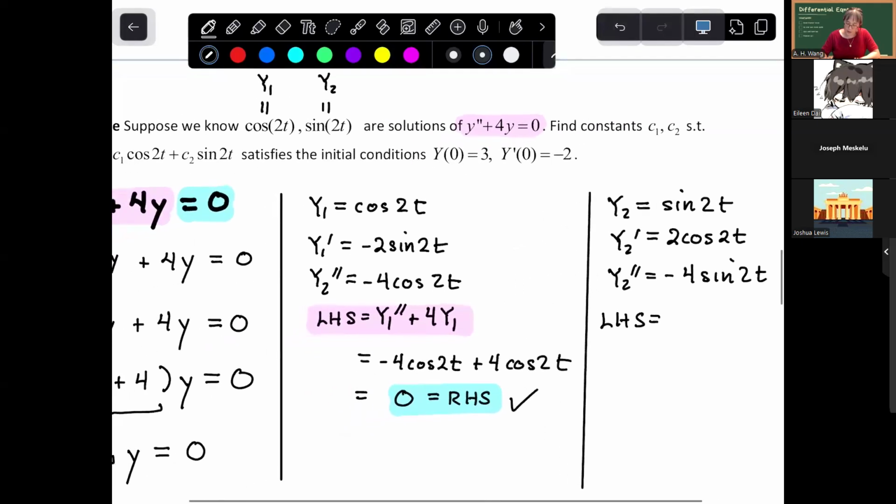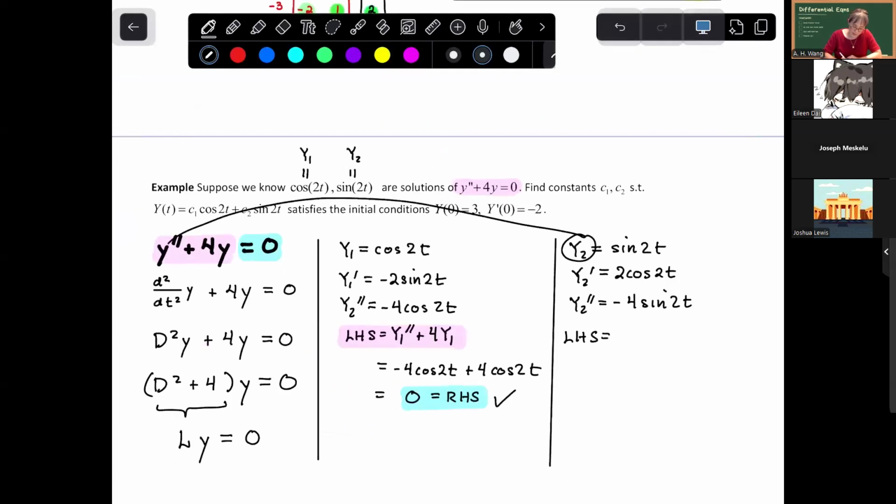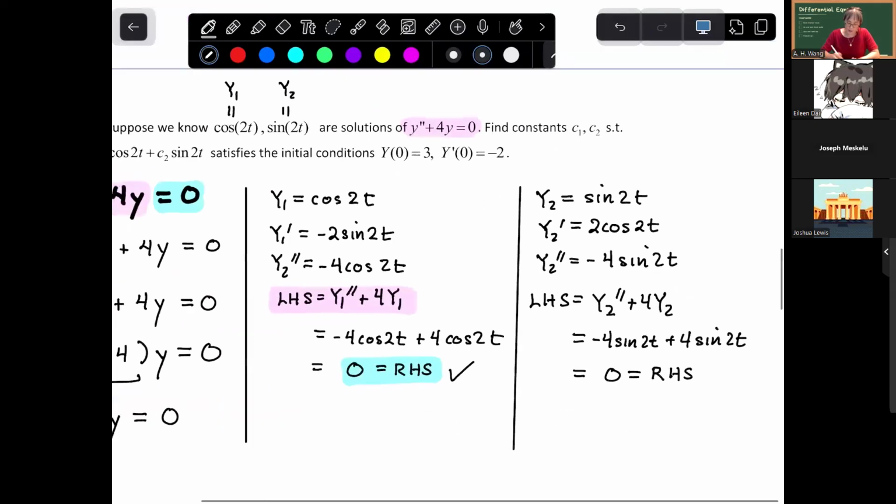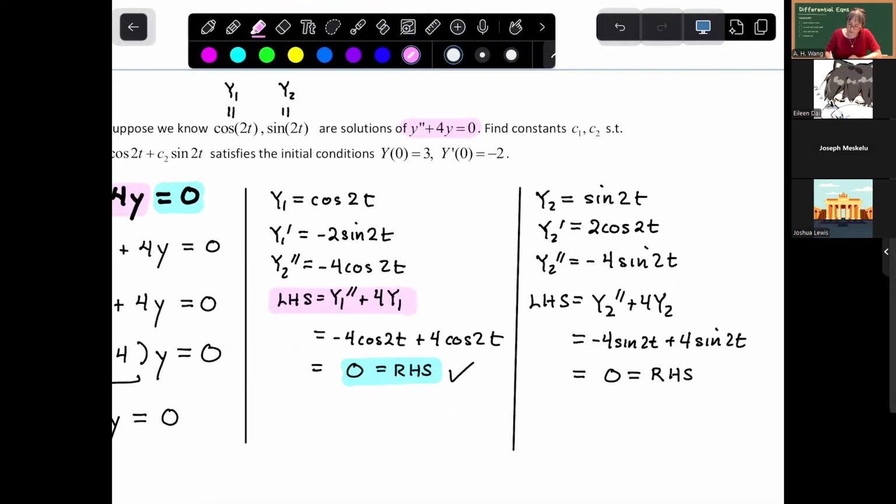And now you're going to go left-hand side. Remember, you're going to take this y2 and stick it in here and here. So you go y2 double prime plus 4y2. Then you do -4 sine 2t plus 4, and then you copy, just so you're plugging in everything that you did above. You can see this is going to be like this. And you can see, oh look, the pink side is the left-hand side, and that's going to be equal to the right-hand side. And when left-hand side equals right-hand side, there it is.